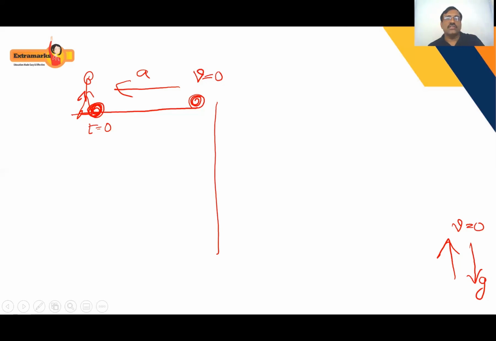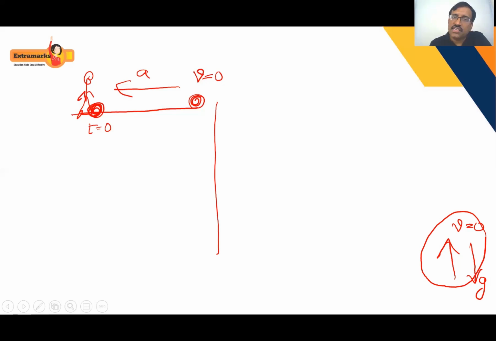The situation is like this: when the velocity is exactly opposite to the acceleration, only then can we call it retardation. Remember this: when the velocity direction and the acceleration direction are opposite, that is called retardation. Minus a signifies the direction of acceleration.